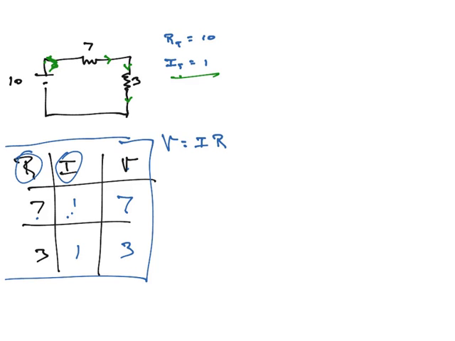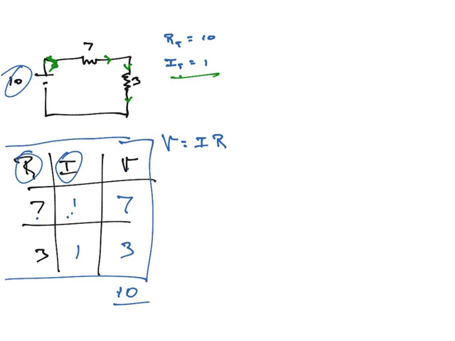Now what I could have done was use the rule for series voltages and say each resistor is going to feel a different voltage drop. And what do I know? The total voltage drop, if you add them all up, must be equal to the total voltage of the circuit. Does this match? Well, I have 7 plus 3 is 10. Is the total voltage of the circuit 10? It is. So it matches. That's just a little check.